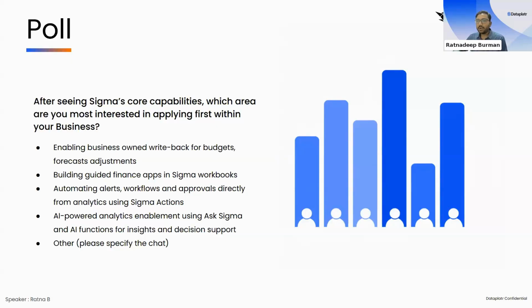I'm holding for 10 seconds and then we'll see the result. Okay, great. So most of us selected AI-powered analytics enablement using Ask Sigma and the AI functions.